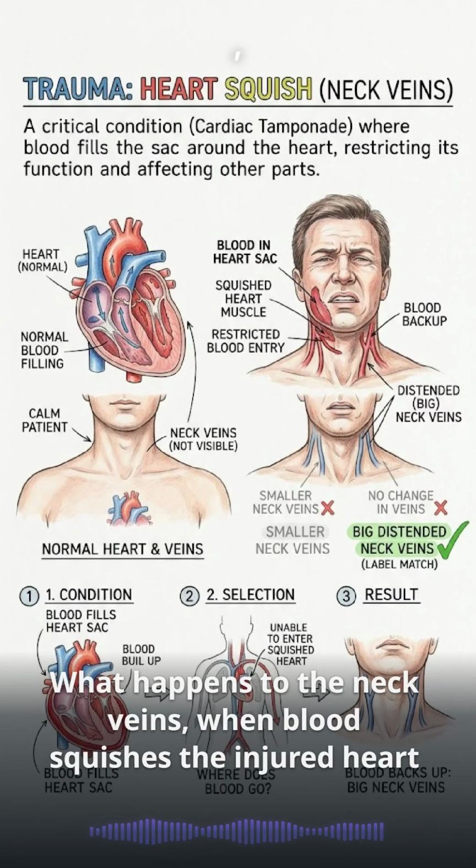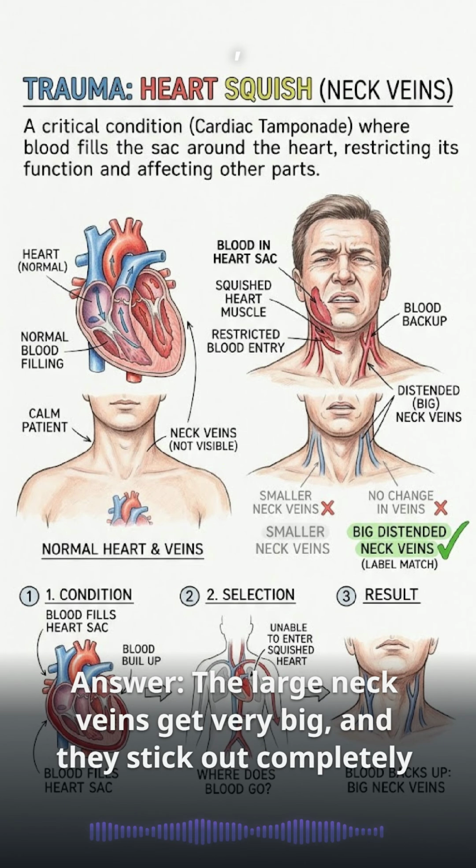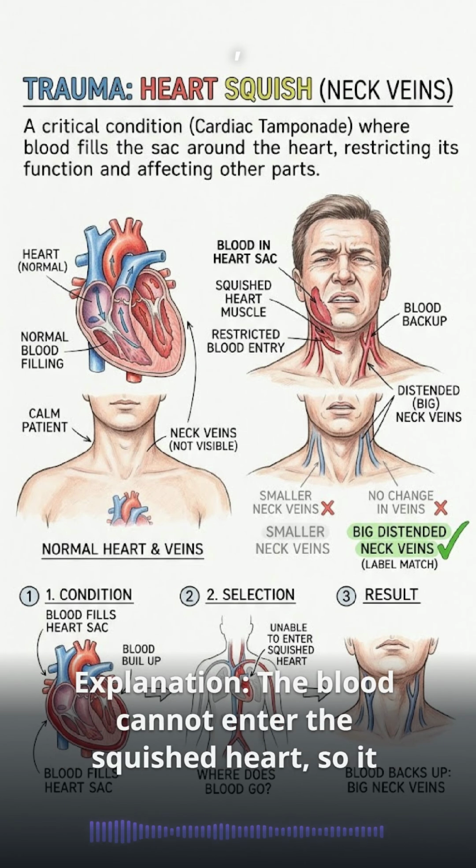67. What happens to the neck veins when blood squishes the injured heart muscle? The large neck veins get very big, and they stick out completely full. The blood cannot enter the squished heart, so it backs up into the neck veins.